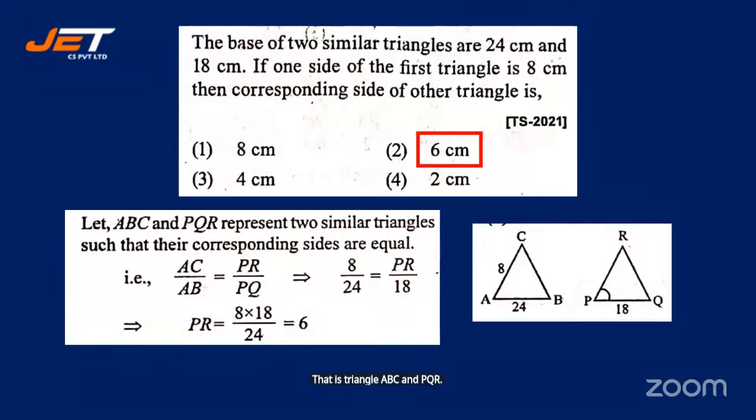That is triangle ABC and PQR. So in this you can say AC by AB is equal to PR by PQ. You know the value of AC is 8, AB is 24, and PQ is 18. So you just have to cross multiply to get the value of PR, which is 6.